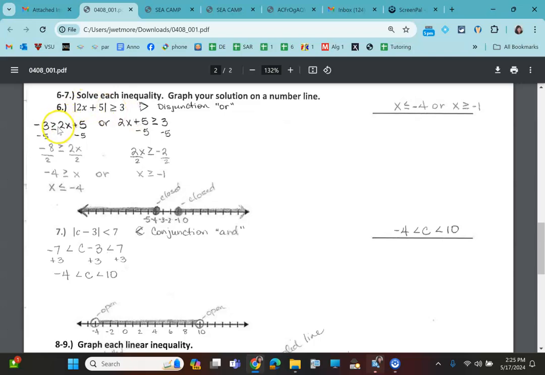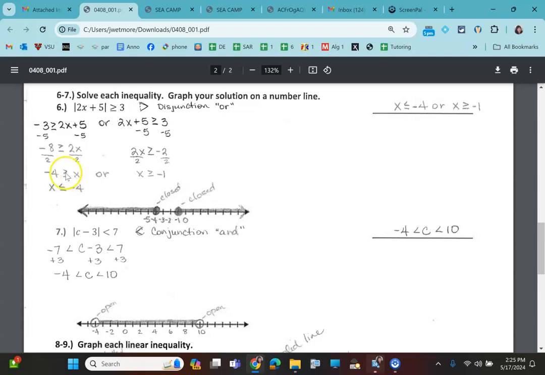All right, so if we solve here, I'm going to subtract 5 from both sides. So that would give me negative 8 is greater than or equal to 2x. And to get x by itself, let's divide both sides by 2. And so I've got negative 4 is greater than or equal to x.